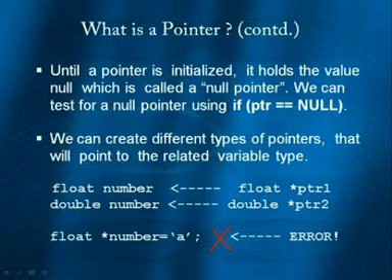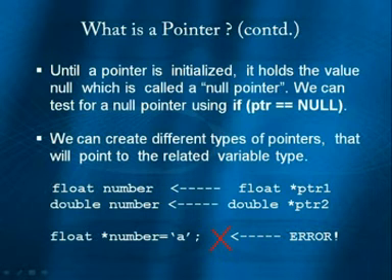Before a pointer is assigned a value, by default it will hold the value null, which is called a null pointer. We can test for a null pointer using this condition: if ptr equals null.